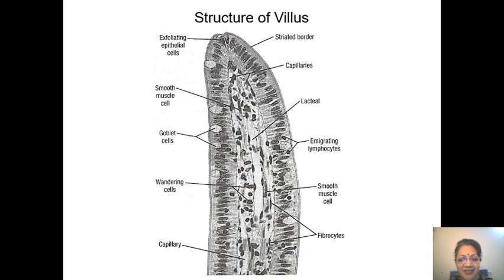Now wandering cells would mostly be derived from the WBC series, which could also be fibrocytes, which will lay down the fibers. So they are non-specific pluripotent kind of cells. Then you have smooth muscle cells, again to allow the villus to contract. Exfoliating epithelial cells: you see this area is usually disturbed because the cells may be getting lost from there.